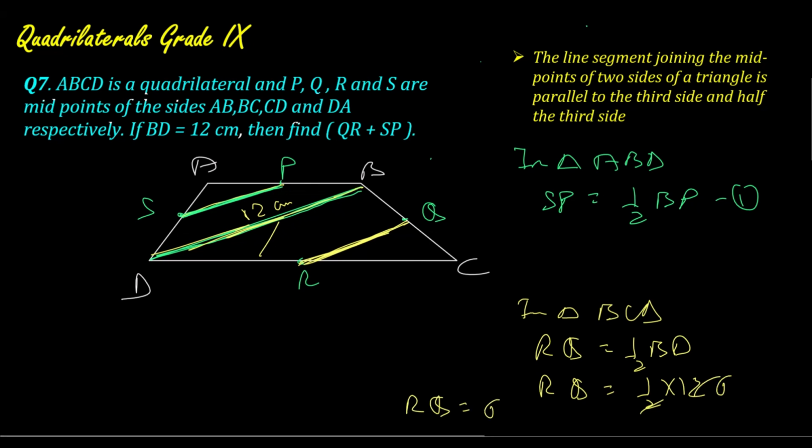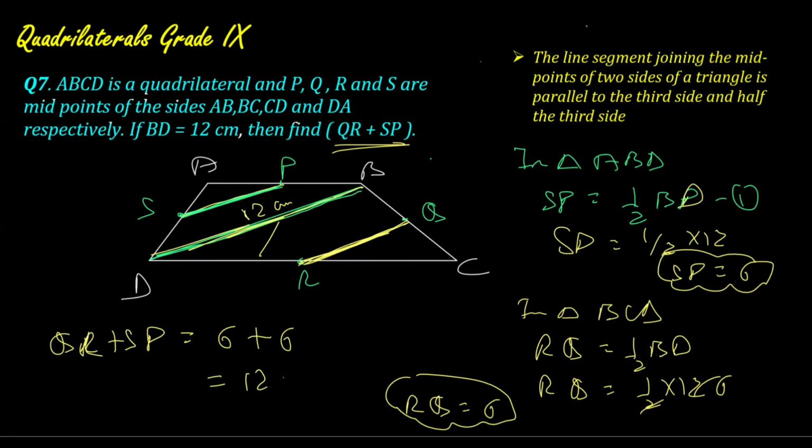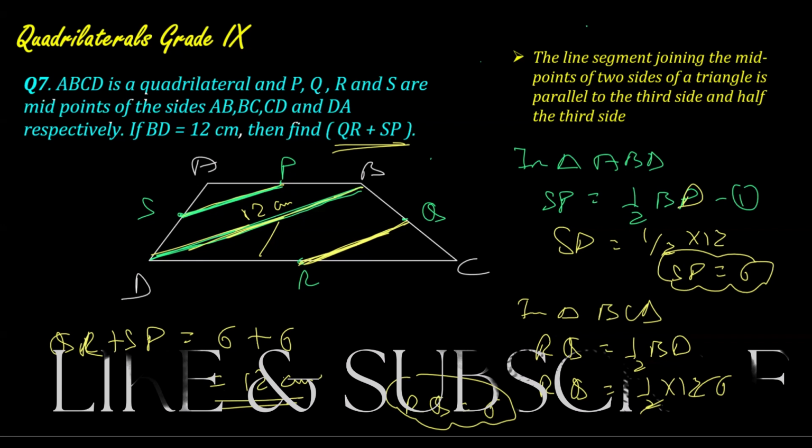And similarly, from here we can say SP is also half of BD, and BD is 12. So SP is also 6. Now check here. We have got the length of these two, and this is what we have to determine, that is QR plus SP. QR is 6 and SP is also 6. So that comes out to be 12 centimeter. So this is how this question can be done.